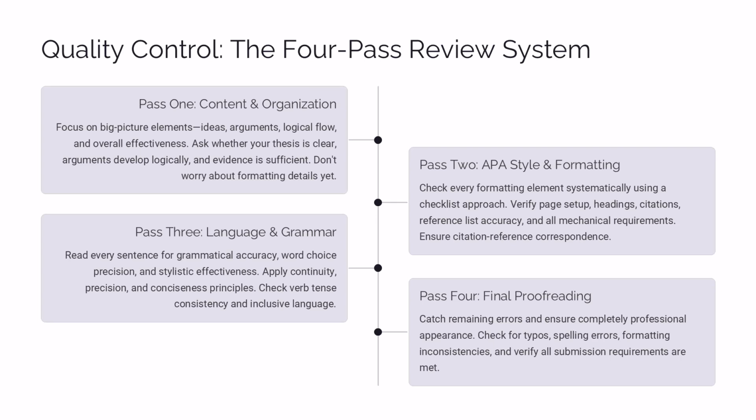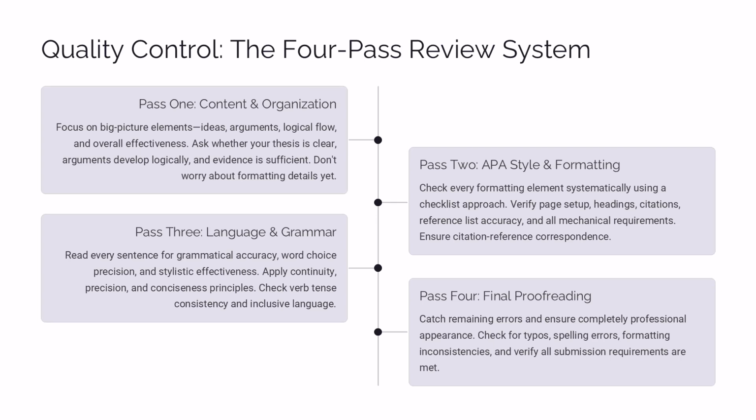Check for typos, spelling errors, and formatting inconsistencies that might have been introduced during revision. Verify that all page numbers are correct, that spacing is consistent throughout, and that your paper meets all submission requirements. Review your reference list one final time during Pass 4, checking alphabetical order, hanging indent formatting, and the accuracy of all bibliographic information. Ensure that your title page contains all required information and follows proper formatting.